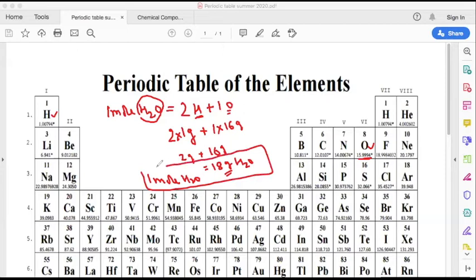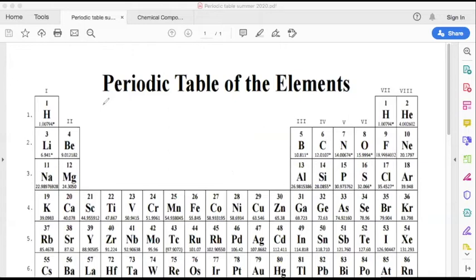This is how you normally calculate a molecular mass for a molecule, right? I'm again emphasizing, for a molecule, you have to calculate the individual mass of each atom and then combine them together. Let me give you one more example and then we'll go to the question.